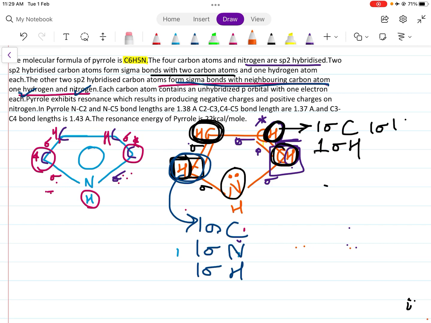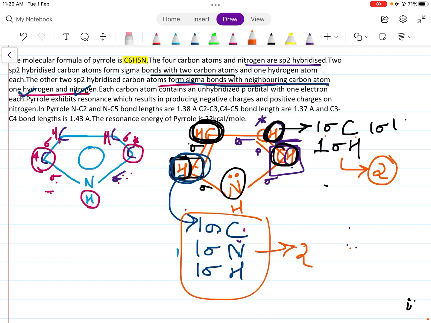So 2 of them will follow this order: 1 sigma with 1 carbon, 1 sigma with the other neighboring carbon, and 1 sigma with the hydrogen. And 2 carbon atoms will follow this: 1 sigma with carbon, 1 sigma with nitrogen, and 1 sigma with hydrogen. Each carbon atom contains an unhybridized p orbital with 1 electron each.